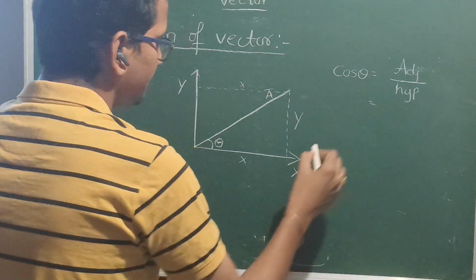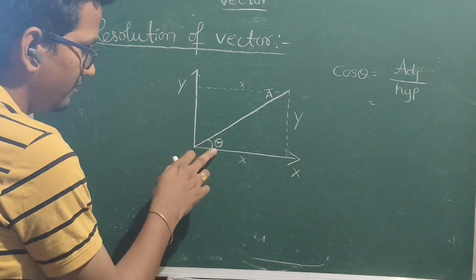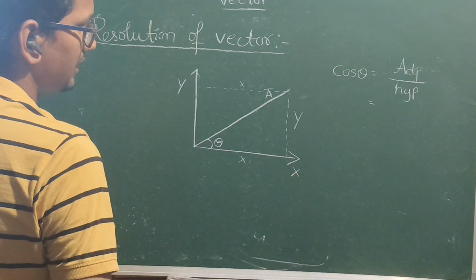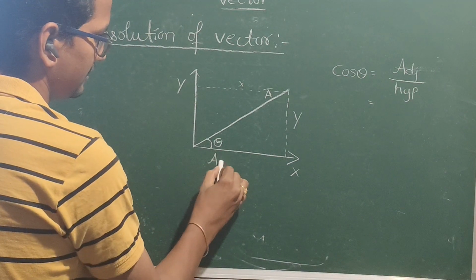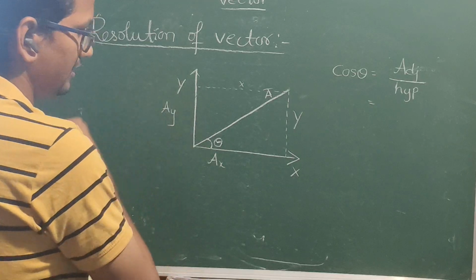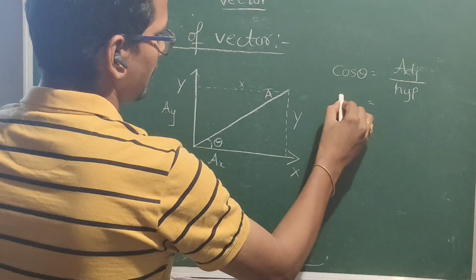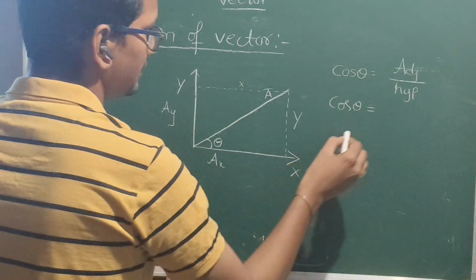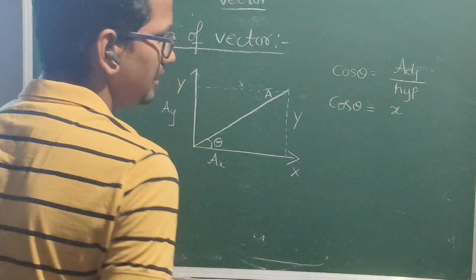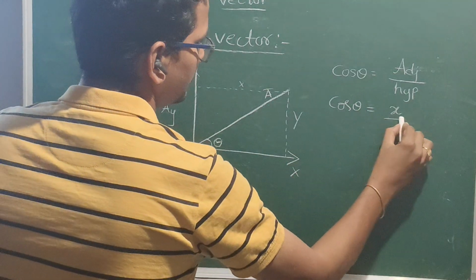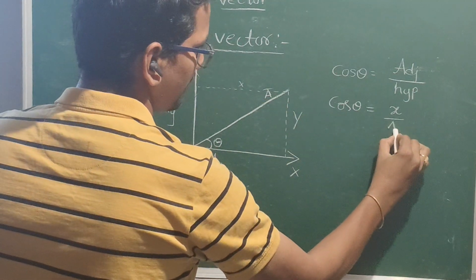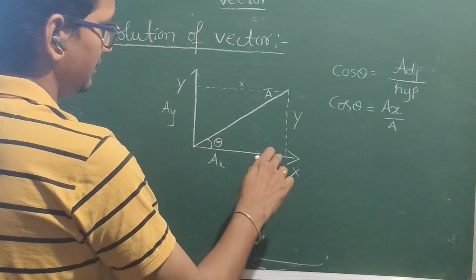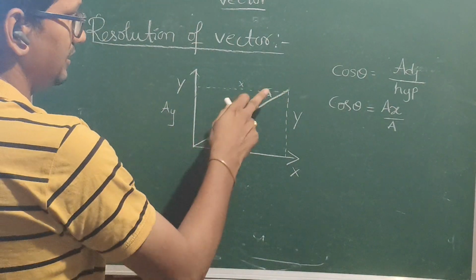What is the adjacent side? In the triangle, the side that touches the angle theta is called the adjacent side. For example, this is the AX and this is the AY resultant component. So cos theta is equal to the adjacent component, which is AX, divided by the hypotenuse, which is A. Adjacent side by hypotenuse.